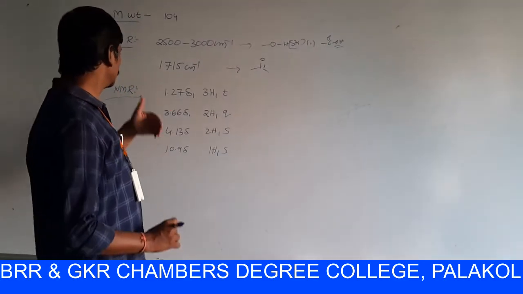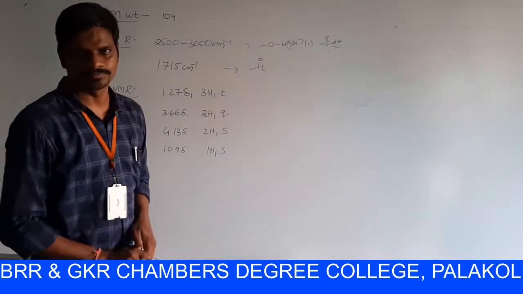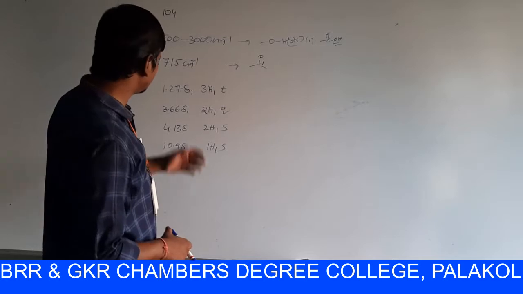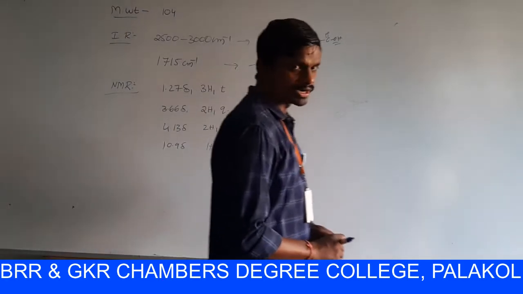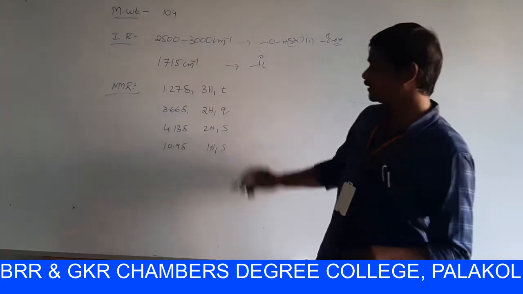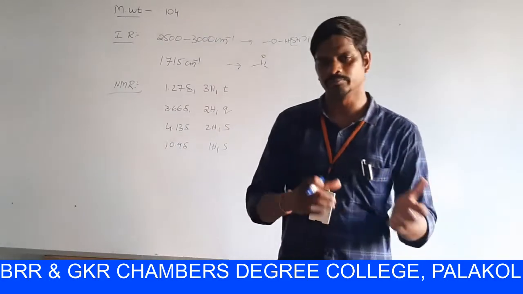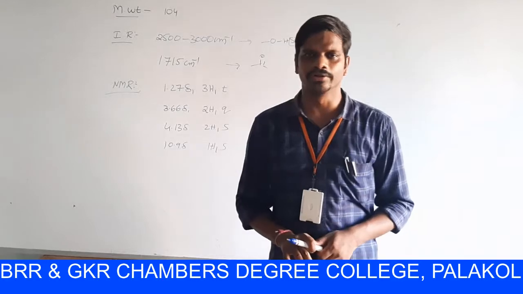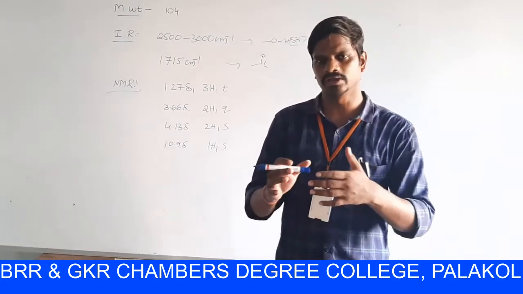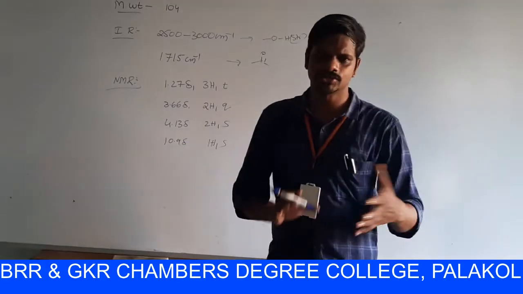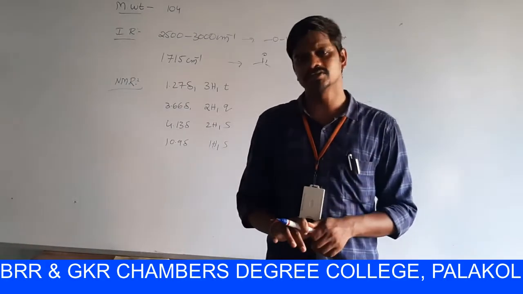Then we just move to the next data, that is NMR. So the NMR data is 1.27 delta, 3 hydrogen triplet, and 2 hydrogen quartet, and 2 hydrogen singlet, and 1 hydrogen singlet. So here we have 4 signals in the NMR, that means the molecule has 4 environments of hydrogens. Based on some background information, we can calculate the molecular formula based on the 13 rule.